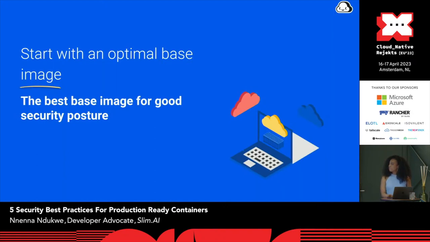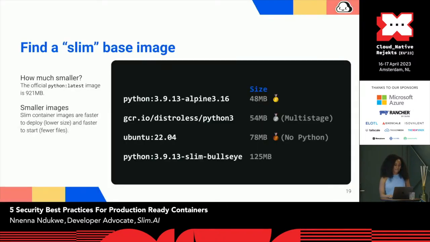So now it's time to pick the best base image for your container, for your Python Flask app. Here we have the four that we're going to take a look at. We have an Alpine Python base image, and that seems to be the smallest here at 48 megabytes. Then we have a distroless one, which is a multi-stage build. We have Ubuntu. This one doesn't have Python in it, so we would have to add a command in our Dockerfile to be able to install and use Python. And then the bottom one is the official Python base image, but it's the slimmed version.